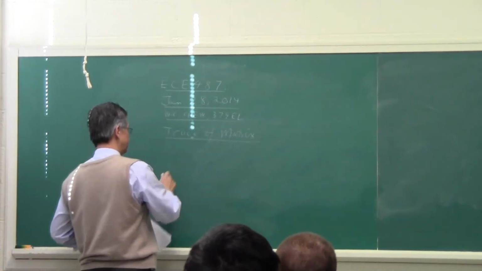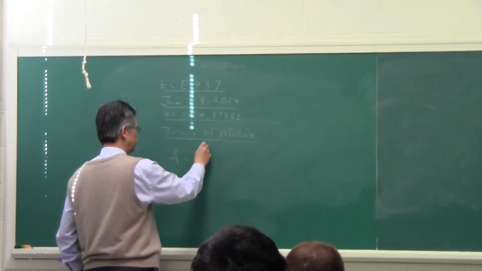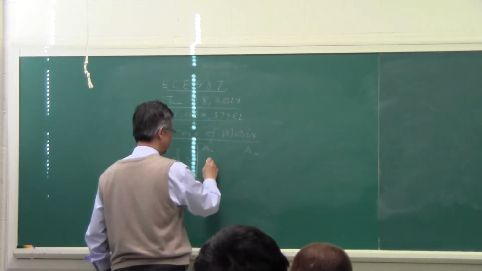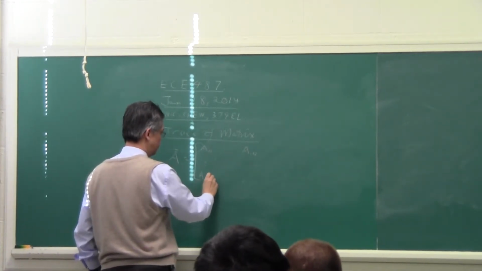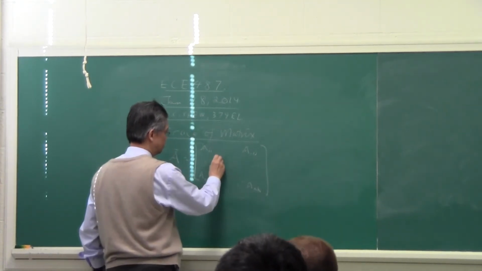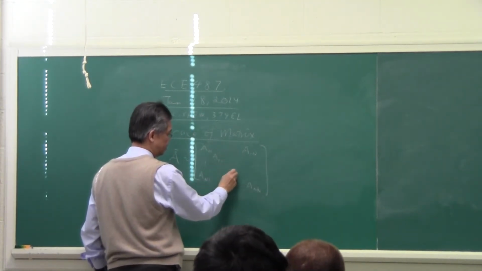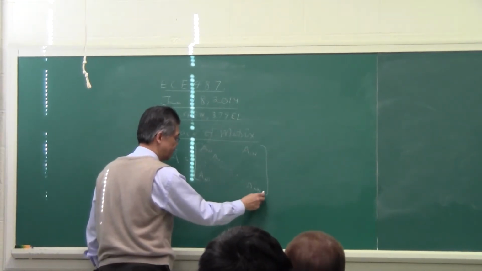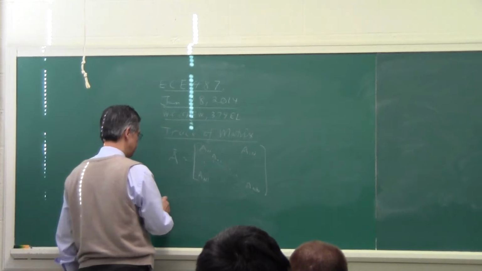Okay, we have a matrix A, which is usually A11, A1n, and then AN1, ANn. And then the diagonal elements are given by this. The trace of the matrix A is just the sum of the diagonal elements. So it's a very simple operation.